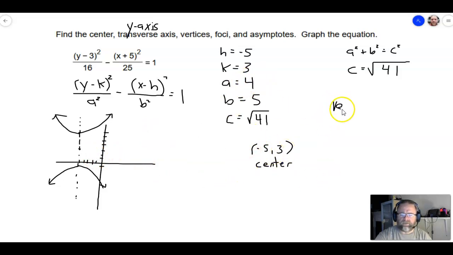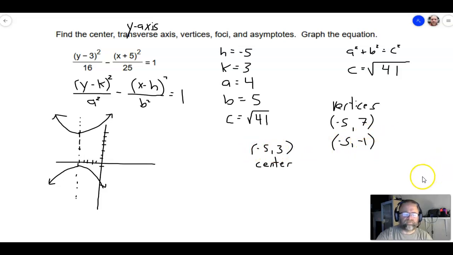So the x-values of both vertices are going to be -5, because they're still on that line there. And 3 plus 4 is 7, so that'll be our upper vertex. And 3 minus 4 is -1, so that'll be our lower vertex.